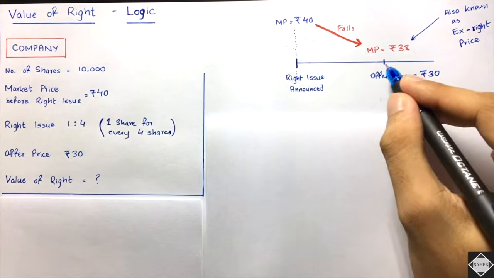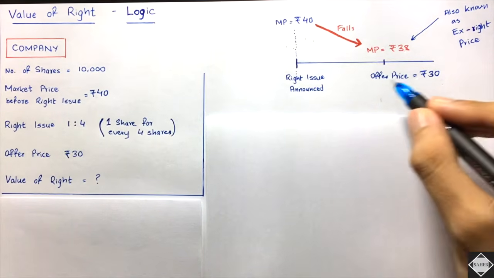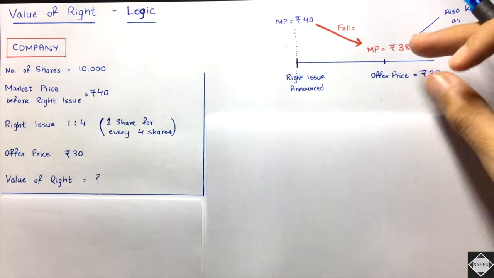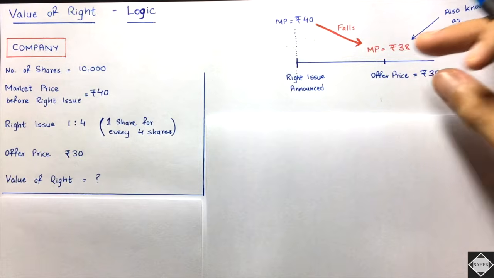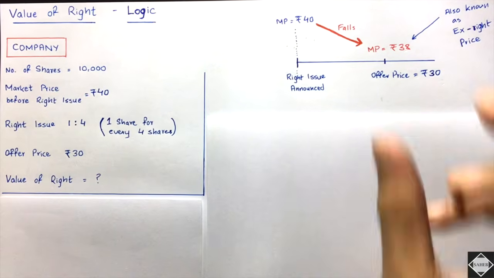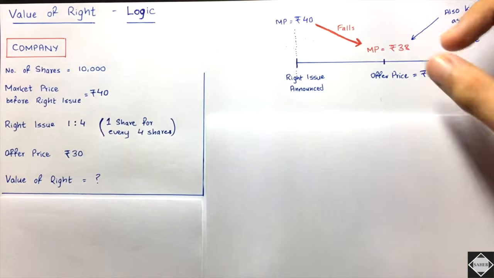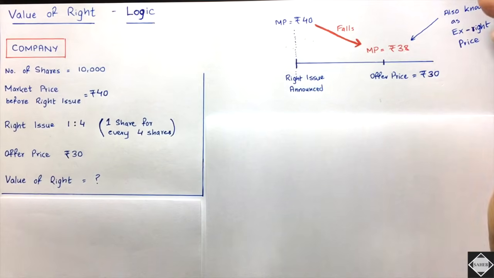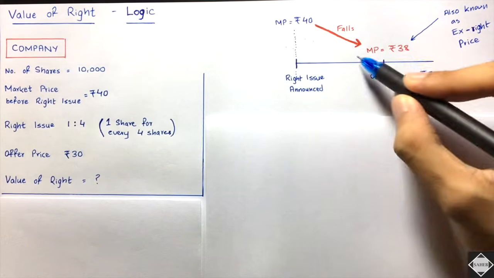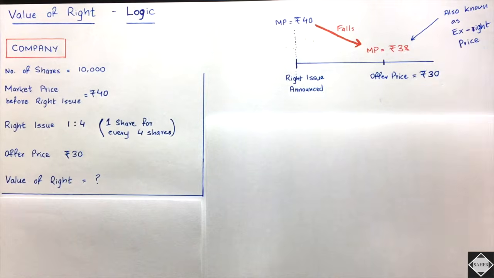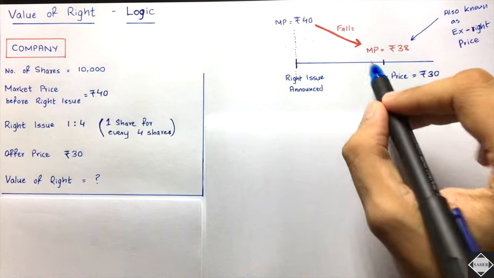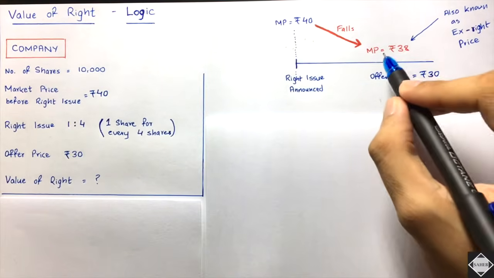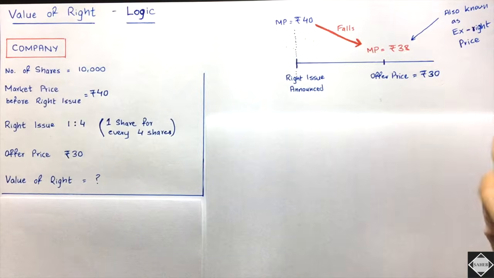Now at this date, on which the shares will be allotted, the offer price, the subscription price, or the right price is rupees 30. Now here you will see the discount element properly, and this discount element, the difference, is the value of right, the whole value of right, not per share. Offer price minus the market price, also known as the ex right price. This is the ex right market price. Ex right means excluding of right. Record date will be passed, and no more you will be able to get the right. So at that date, the market price will be the ex right price.